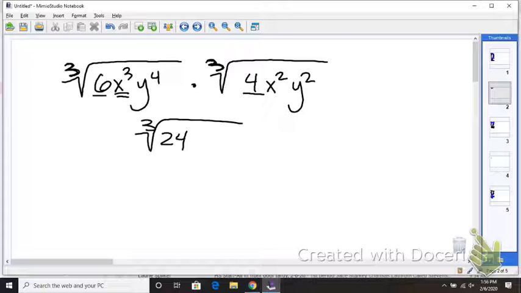X to the third and x squared gives me x to what power? Fifth. And then y to the fourth and y squared gives me y to the sixth. Everybody good with that part? Okay, now the fun stuff.